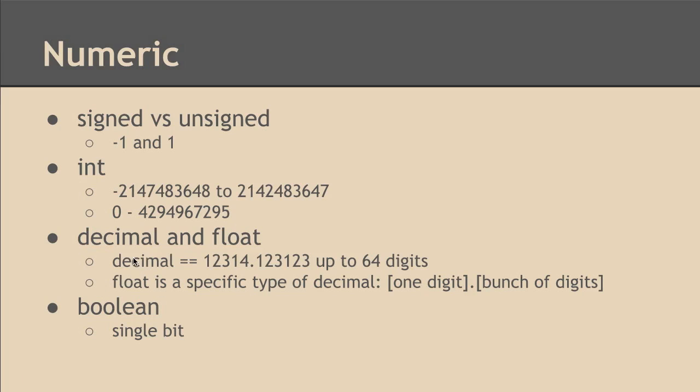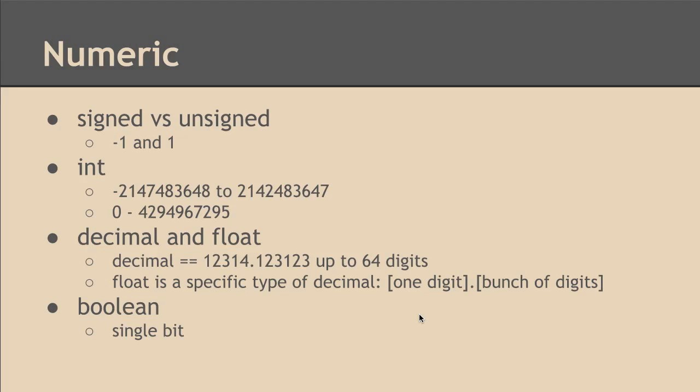Now, the difference between decimal and float is that float is a specific type of decimal. You have one digit before the decimal point, and then a bunch of digits after. There's a limitation on the number of digits you can have after, but it's system specific. There is a limit, but it's not a hard and fast limit, and it's not something like 64 digits. It's based on a couple of things.